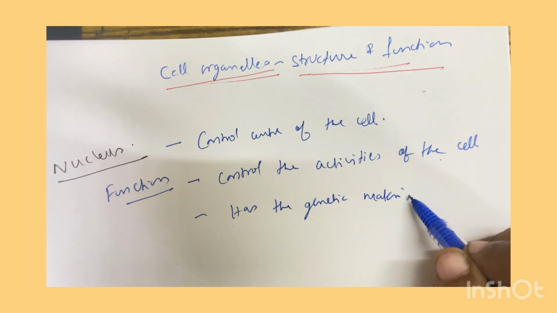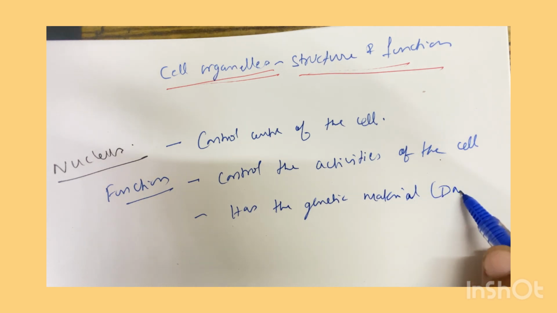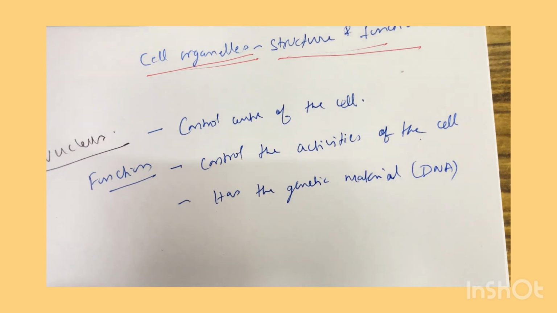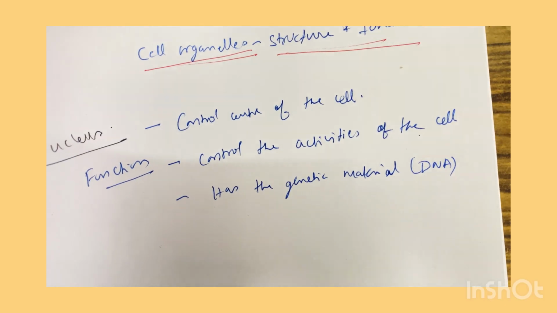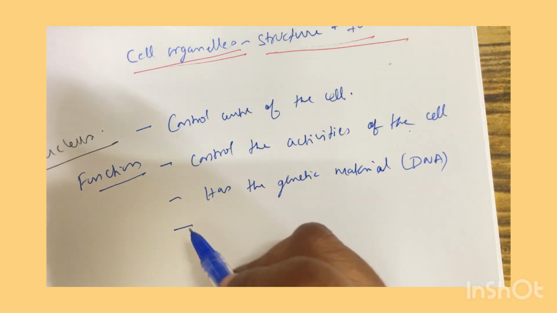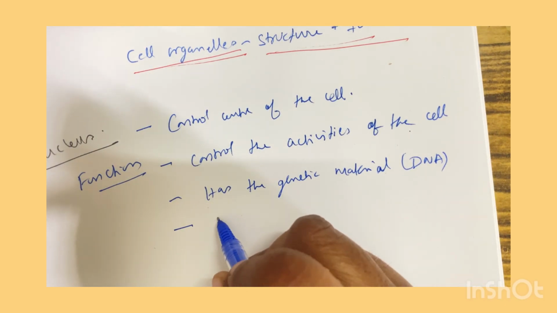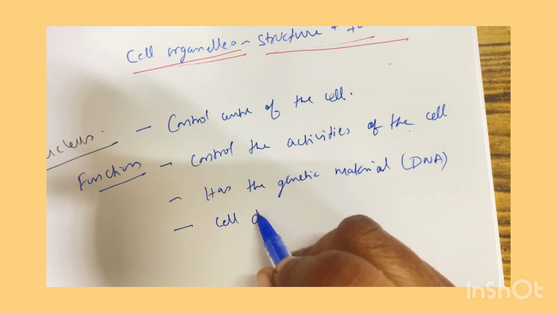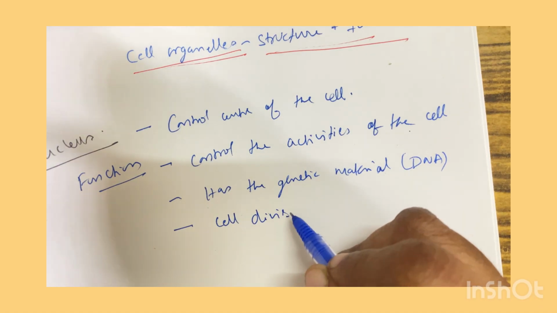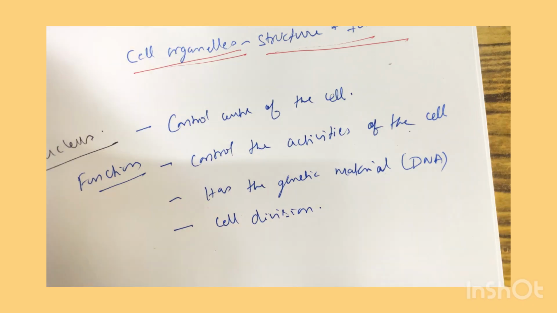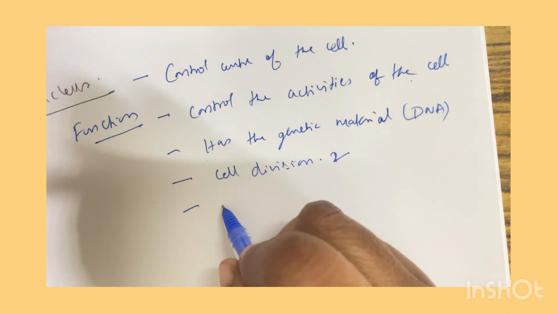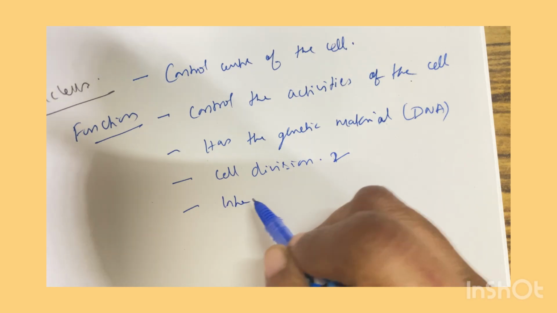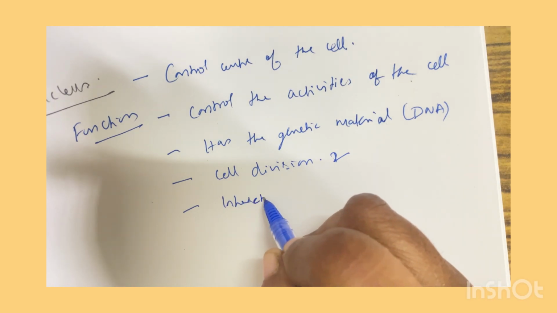And all of you know what this genetic material is called? It's called DNA, deoxyribonucleic acid, okay. So it is also responsible for cell division and, because of cell division, it is responsible for inheritance.